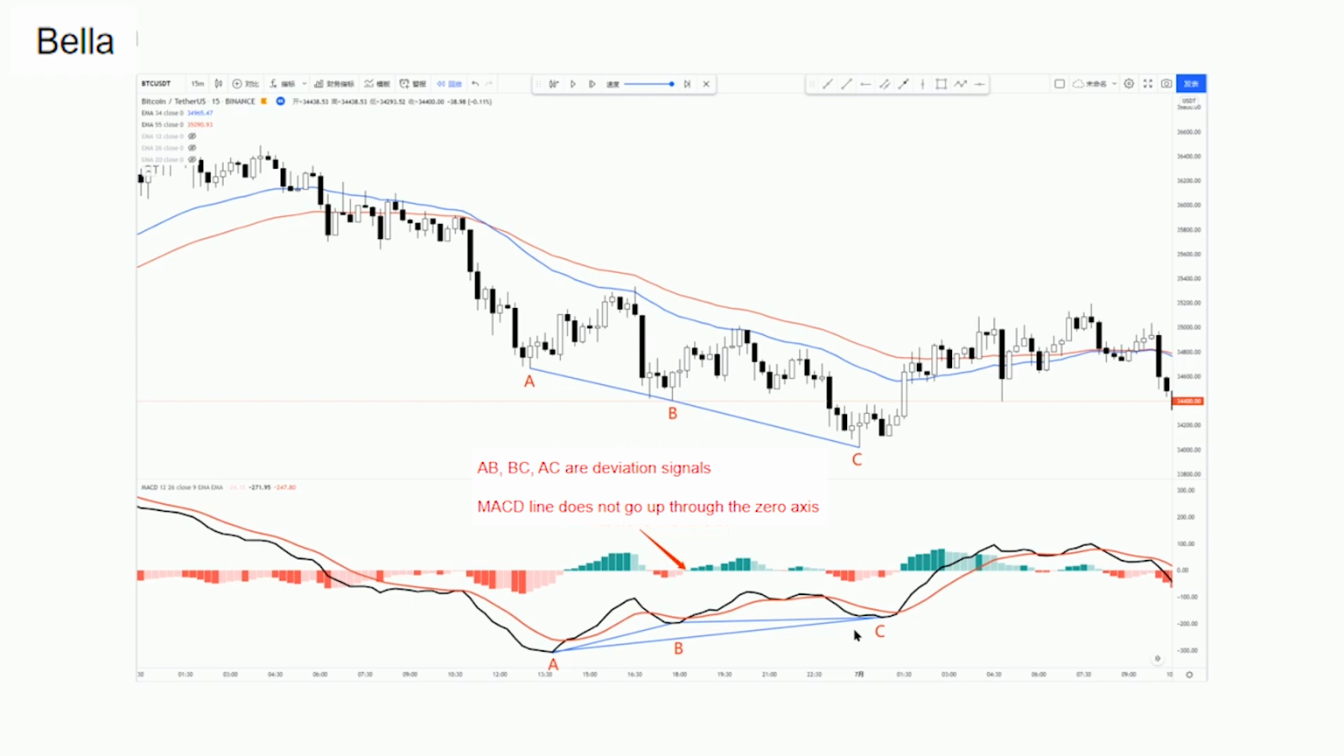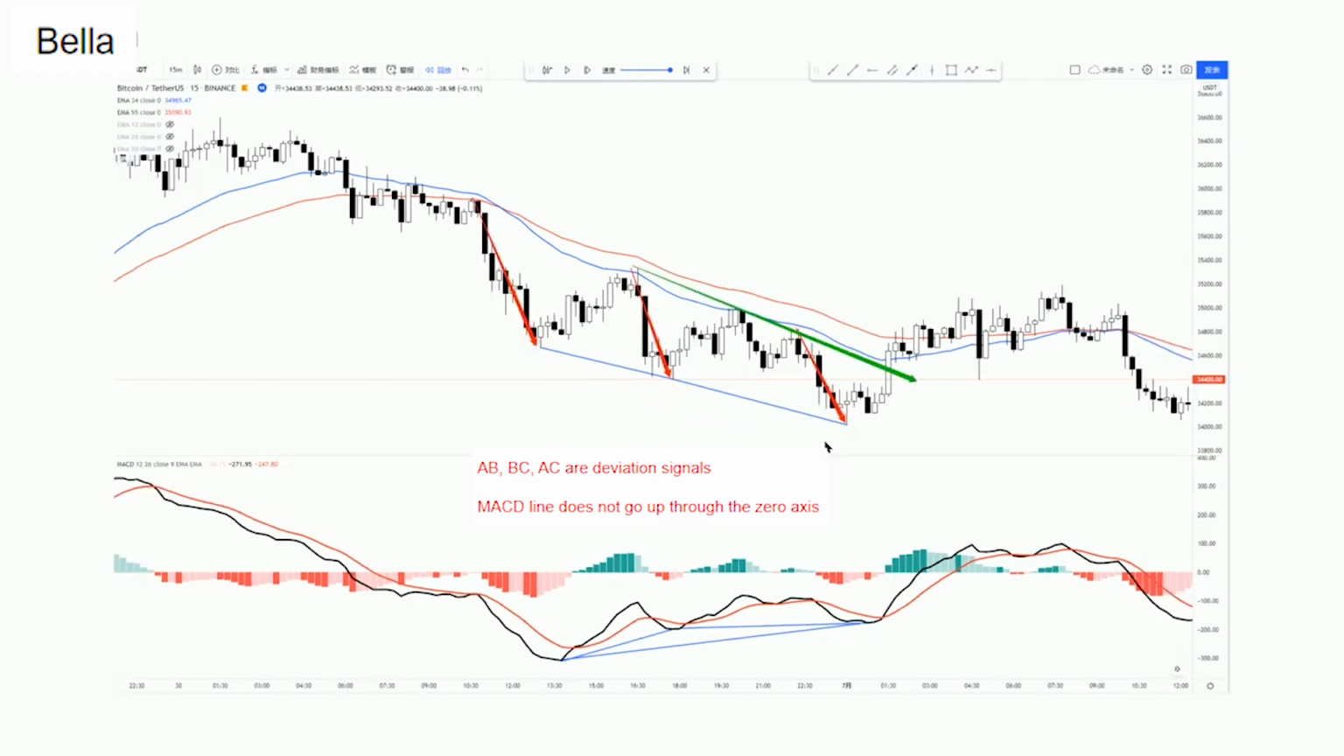The MACD line in this case doesn't cross the zero axis. If the MACD line crosses the zero axis by a lot and then diverges, the effectiveness of the divergence signal will be greatly reduced. Some of you might be wondering if divergences across the zero axis are also valid. We do technical analysis and we talk about probability: when the zero axis is crossed by a large amount and the divergence occurs again, the success rate of the signal is greatly reduced.